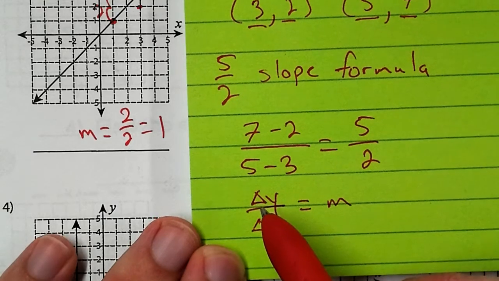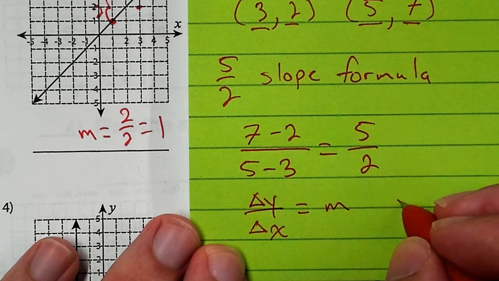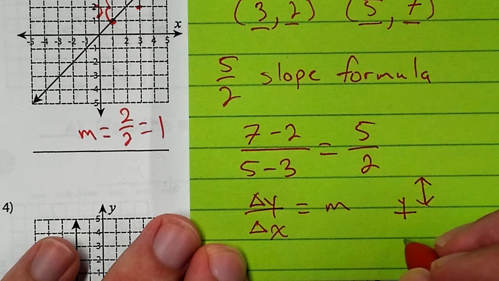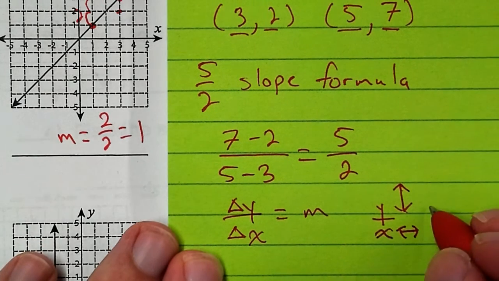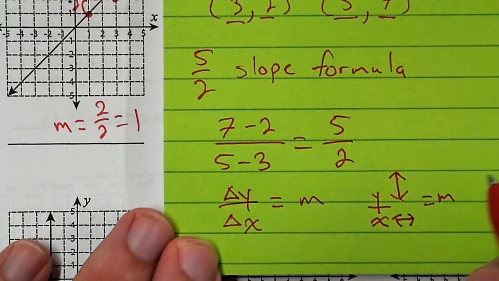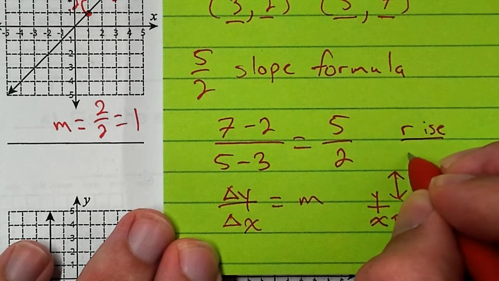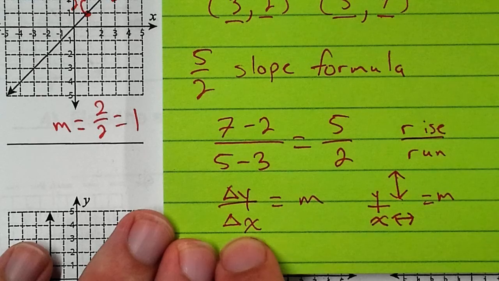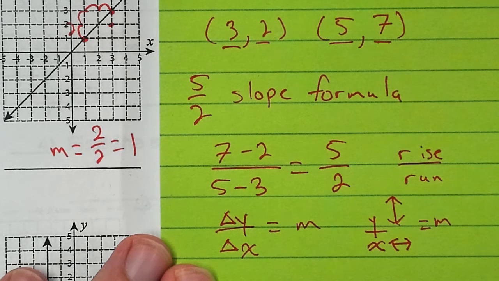Now, what does this symbol delta mean? It means change in. So what's the change in the y's? And remember, the y's, they go up and down, over the change in x's, which go left to right, will give us our slope. Doesn't that also look like rise over run? Yeah, because essentially they're the same thing. All we're going to do tomorrow is take the ordered pairs and find the slope directly from the ordered pairs. Okay? So that is your intro on the slope formula.